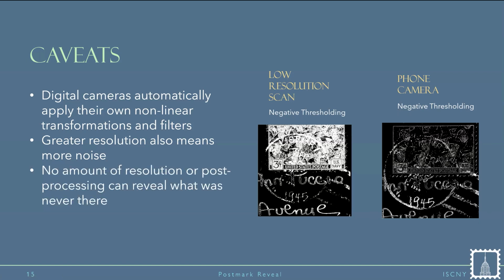And no amount of resolution or post-processing can reveal what was never there. So if the stamp was just light, I came across a lot of instances of this. If the postmark was just light and it just never got transferred to the paper, you can filter all you want. It's not going to pop out.